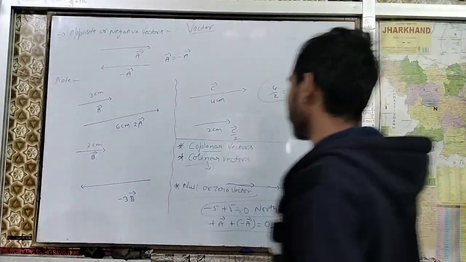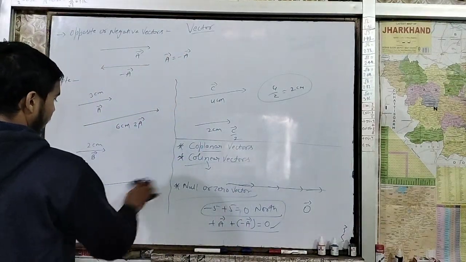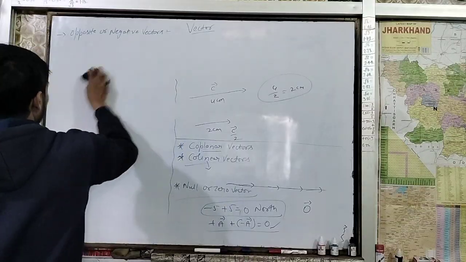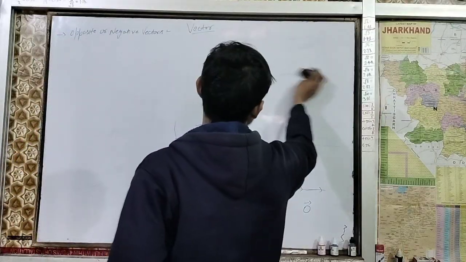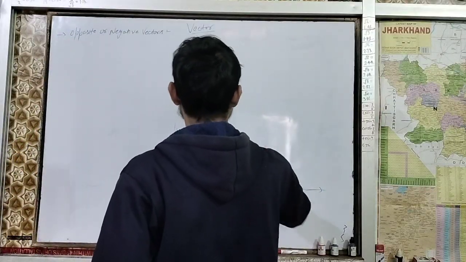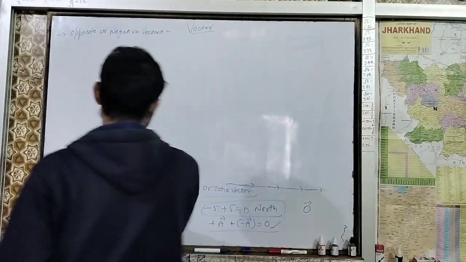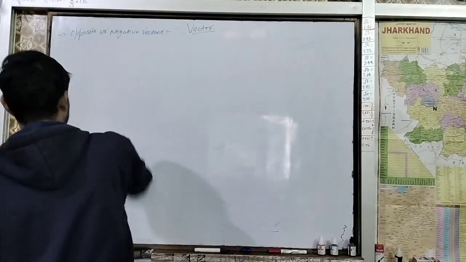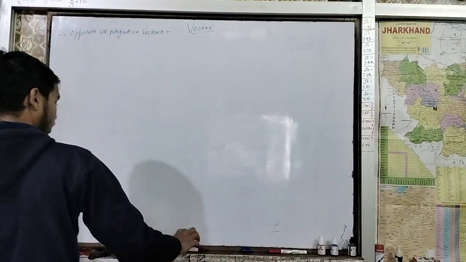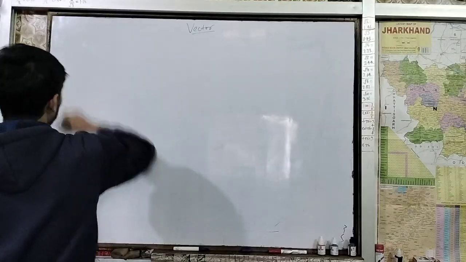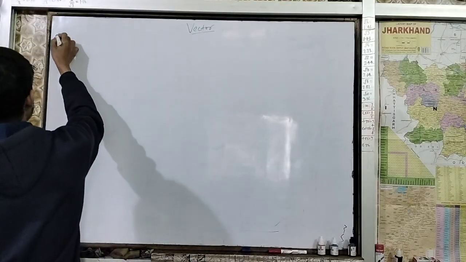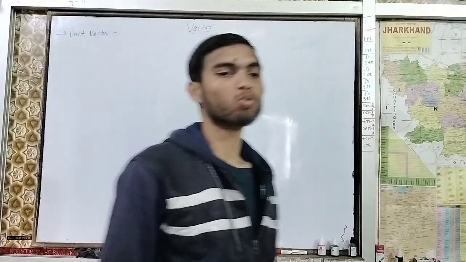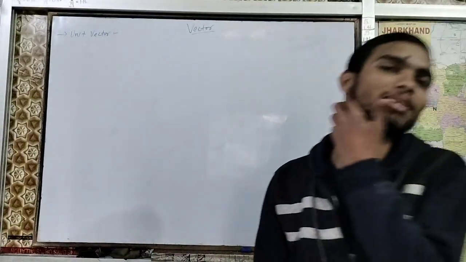Now next we have the unit vector. Unit. Unit means one. Always remember, unit means one.